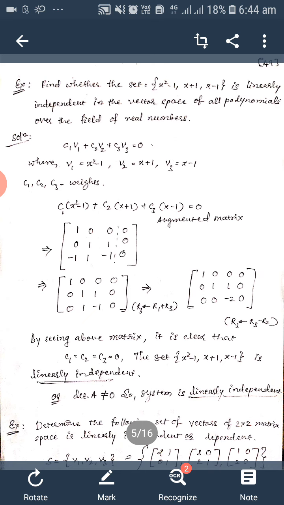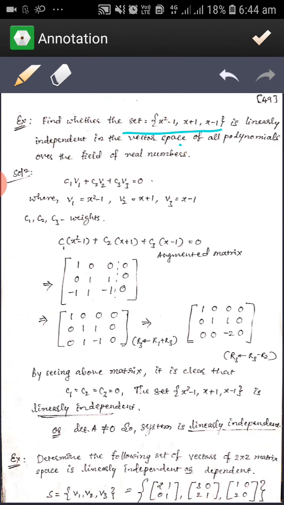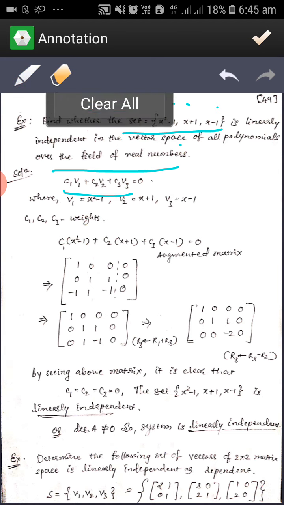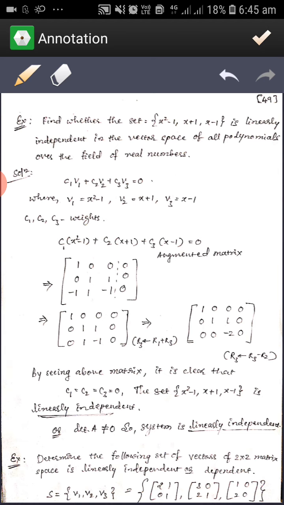So these are some of the hints or important points we need to keep in mind while solving. Let us take the problems. Find whether the set x square minus 1, x plus 1, x minus 1 is linearly independent in the vector space of all polynomials over the field of real numbers. Here there are three vectors v1, v2, v3. So c1 v1 plus c2 v2 plus c3 v3 equals 0, where v1, v2, v3 are the vectors and c1, c2, c3 are the weights.